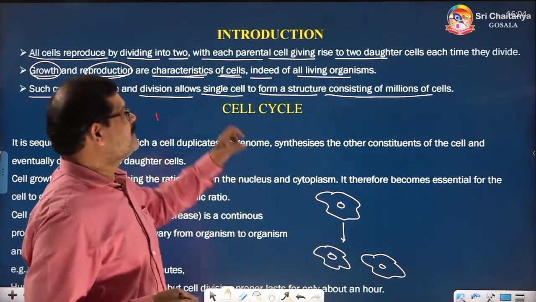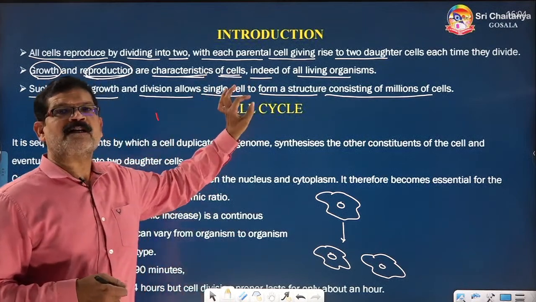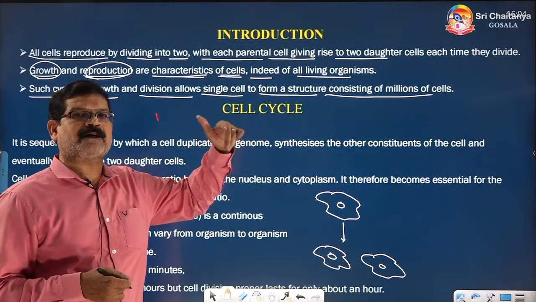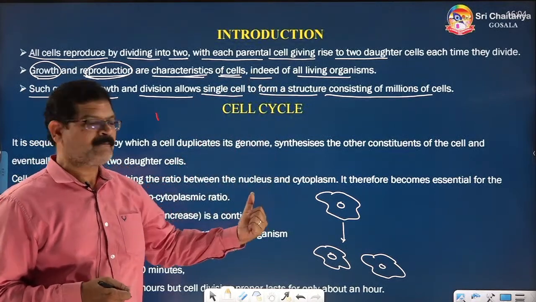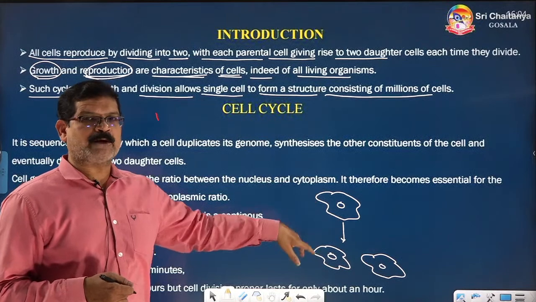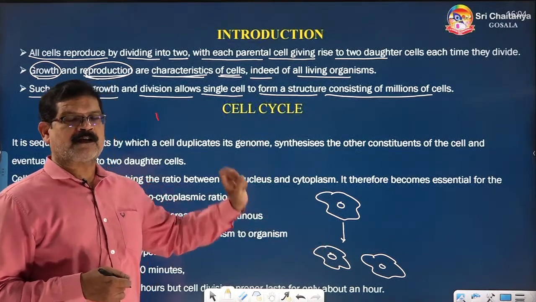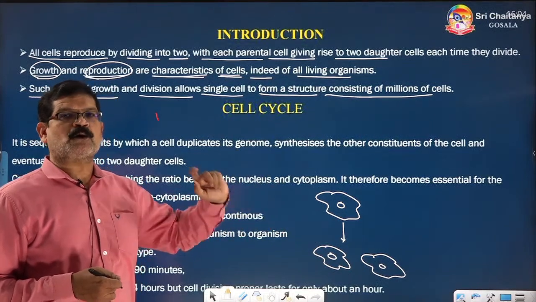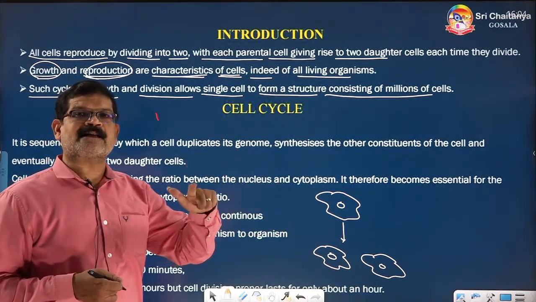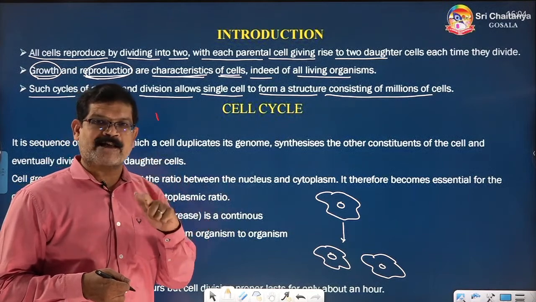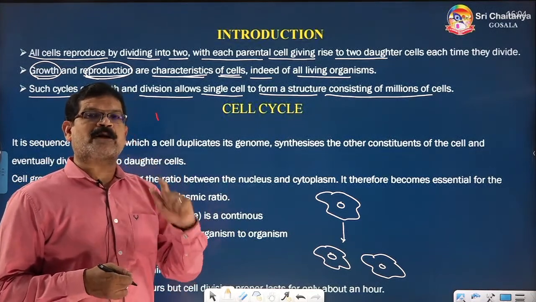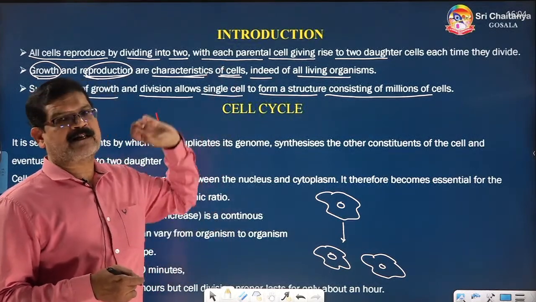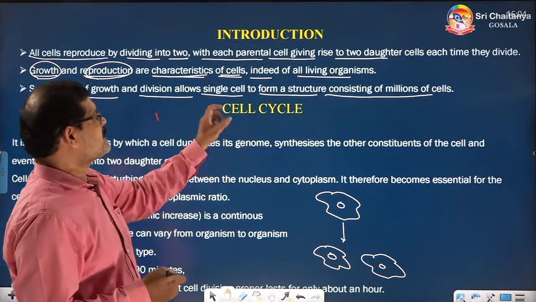This is the main aim of cell division. Where does it occur? We have seen this. The single cell divides and produces two daughter cells. Growth and reproduction are the characteristic features, and all multicellular organisms start their life as a single cell called a zygote, which undergoes repeated mitotic division and forms a number of cells. This is the introductory part, and that is the main aim of cell division.